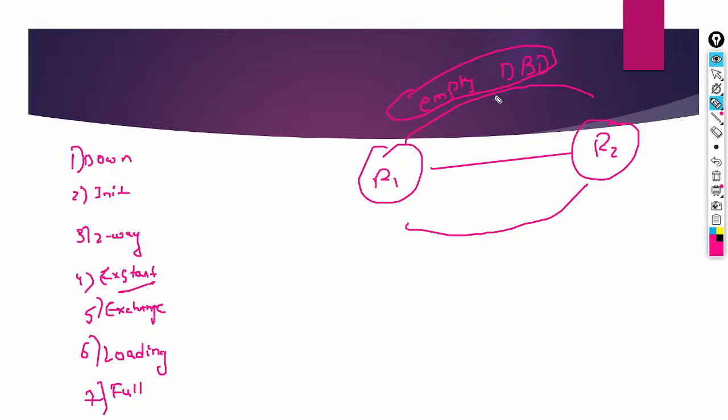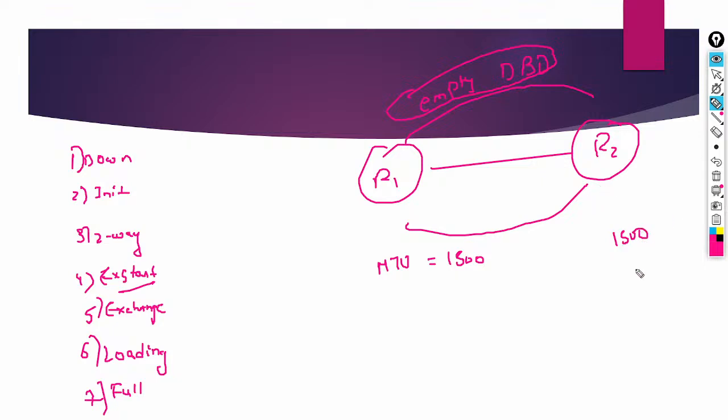In this empty DBD, they will be exchanging the MTU values, that is the maximum transmission unit, the frame size that is sent from R1 to R2, which is by default 1500. If R1 is sending 1500, R2 should also send 1500. Why? This is checking the data that I am sending to R2. Is R2 able to send the same amount of data to me or not? So actually this is checking the reliability of the network.